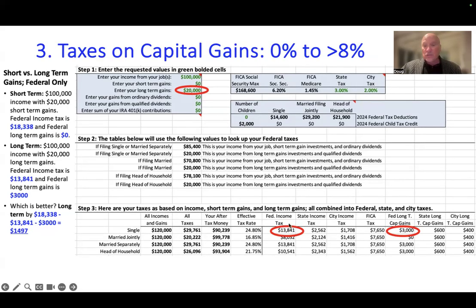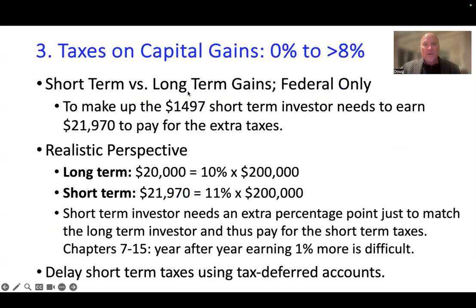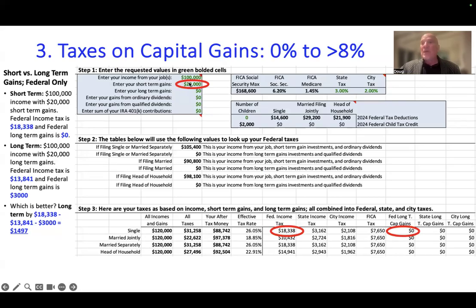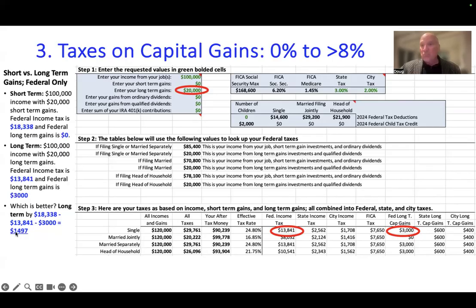We see their federal income tax drop considerably, but now they do have a long-term gains tax. You add those two numbers together, 8,138 and 3,000, subtract that from 18,000, and we see that the long-term gain person is ahead by $1,500. Even though they had the same income, so to speak, with 100,000 and 20,000 as the short-term gainer, even though they had the same amount of money coming into their pocket, the long-term gainer has $1,500 more because they have long-term taxes on those gains, which are lower than short-term.